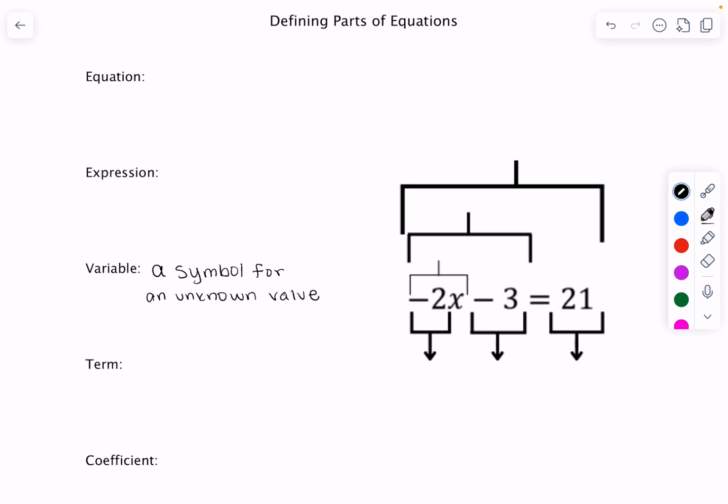In this infographic, I'm going to highlight it, the variable is right there. That x is our variable. So it's a symbol for an unknown value, typically a letter. I'm going to even put that. Oh, not value, a letter. So that's our variable.